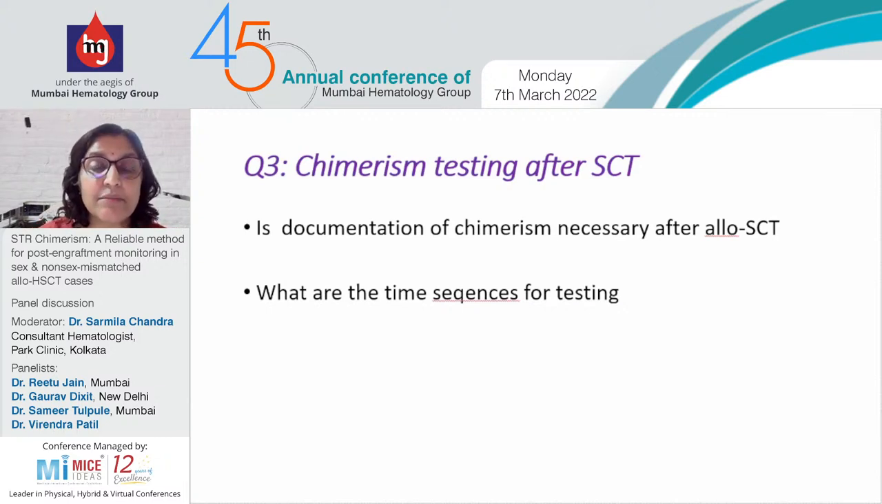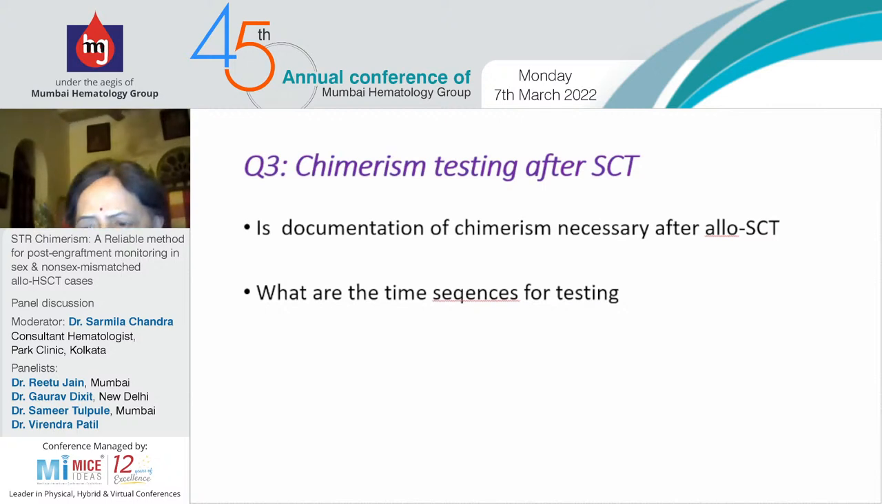Then what is the time sequence for testing? Generally, ma'am, at the earliest, we do it at day 14, day 30, day 60, day 90, and day 120. These are the general time sequences I follow, and at day 180. But suppose at day 30 or day 60, I see there is a slipping chimerism, then I may do it on a monthly basis to monitor the percentage of chimerism. Wonderful. That is exactly what we do.